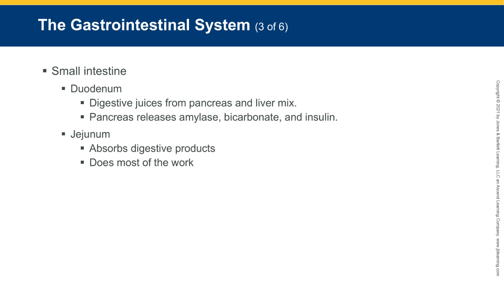The small intestine is divided into three sections: the duodenum, jejunum, and ileum. The duodenum is where digestive enzymes from the pancreas and bile from the liver mix with food. The jejunum absorbs most of the digested nutrients, while the ileum absorbs what remains, including bile acids and vitamin B12.